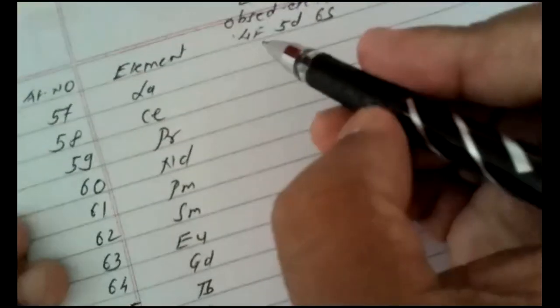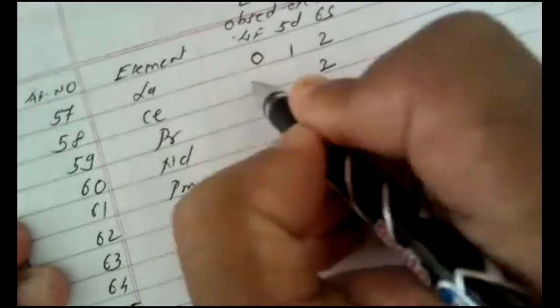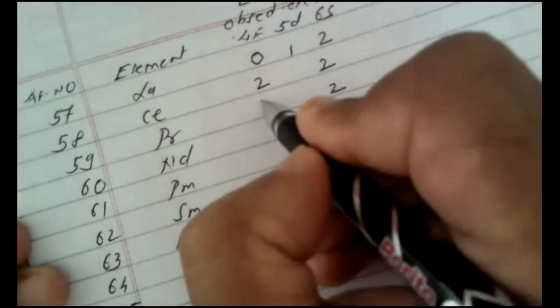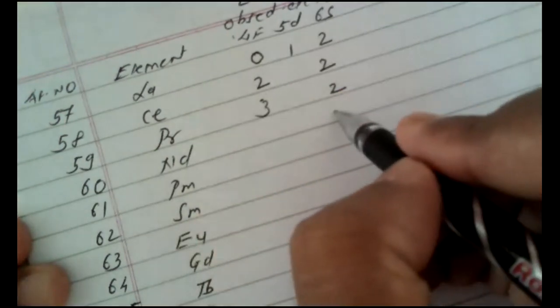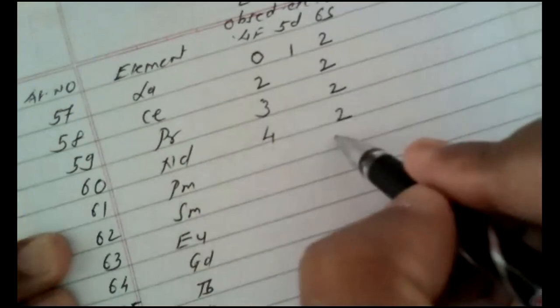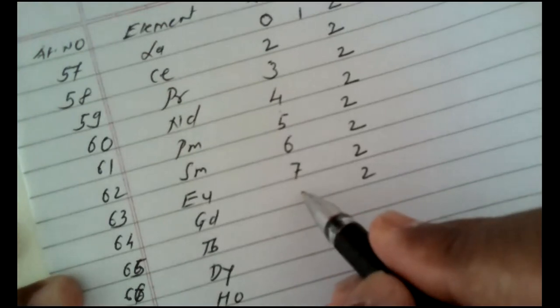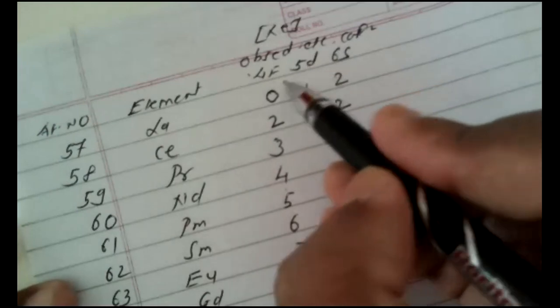Now the observed electronic configuration, as we have seen yesterday, is 6s2 5d1 4f0. Then 4f1, 4f2, 4f3, 4f4, 4f5, 4f6, 4f7, with 6s2 in each case. It should be 4f8 next, but because of the very small energy gap between 4f and 5d, one of the electrons gets exchanged, and now the observed electronic configuration becomes like this. So up to gadolinium, except for lanthanum, all these elements have 0 electrons in the 5d orbital.